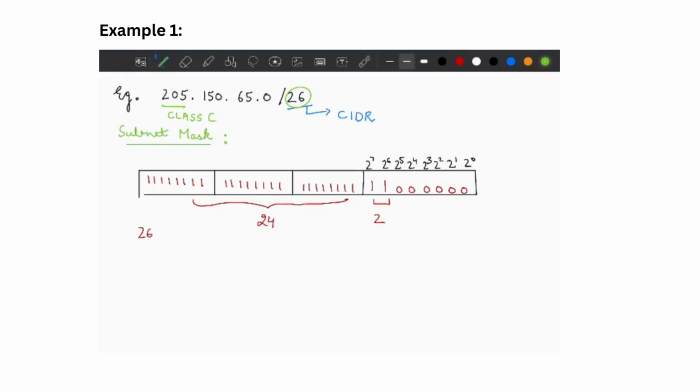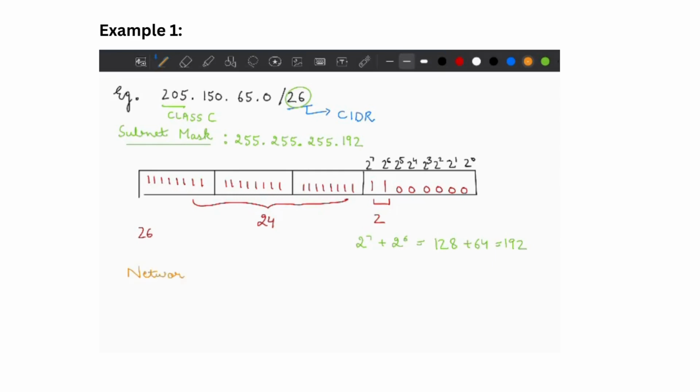So 2 raised to the power 7 plus 2 raised to the power 6 is 128 plus 64, which is equal to 192. So here we have calculated our subnet mask, which is 255.255.255.192. That was the subnet mask which we calculated using the CIDR number, and we need to remember the powers of 2 in our mind for that.